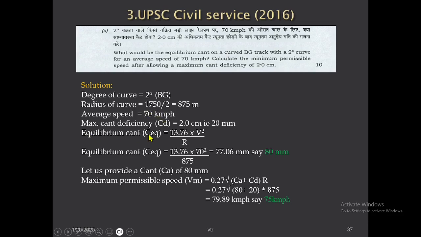So the equilibrium cant, we can use this relation 13.76 V squared by R, since it's BG. Okay, BG track.